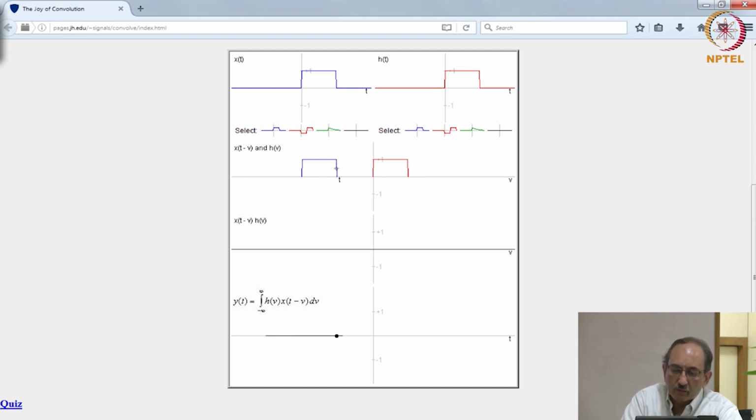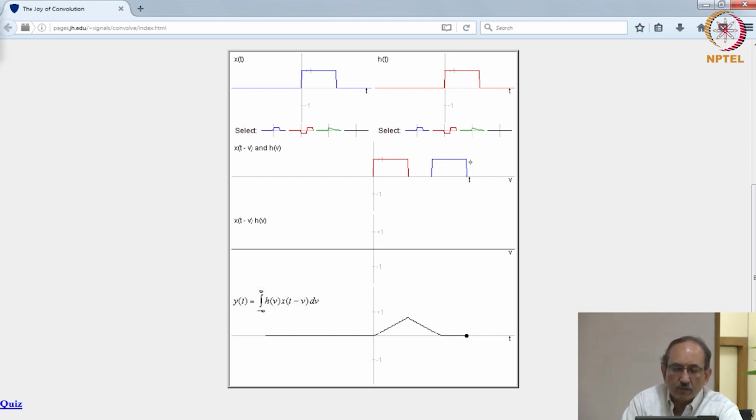So, now you keep moving, no overlap, and at this point you just start to overlap these two pulses. The third panel shows you the product, and the last panel shows the area under the product. Therefore, when you slide it across, the third panel shows the product, and as you keep sliding in, the product has more area, and at this point you have reached the maximum overlap. So, the area is maximum, and then when you slide out, the overlap decreases, and hence the area also decreases, the convolution result decreases, the decrease is linear, and you get this triangular output.